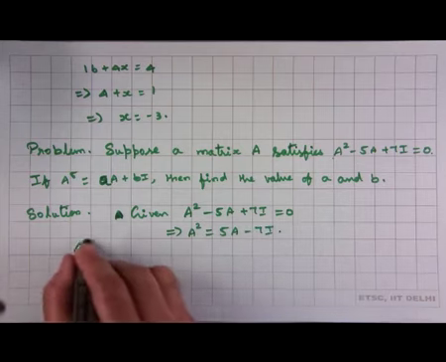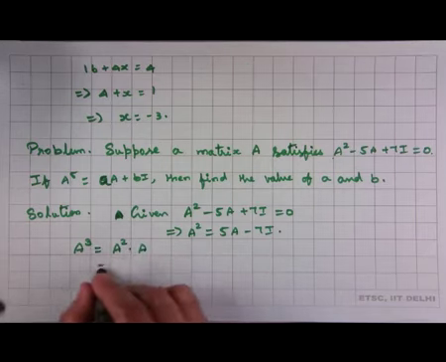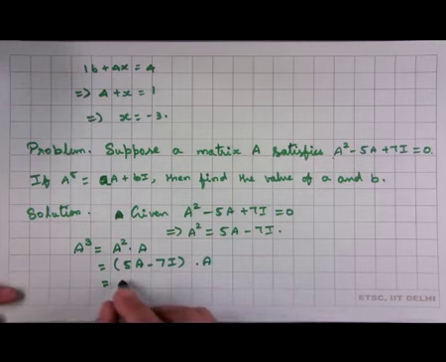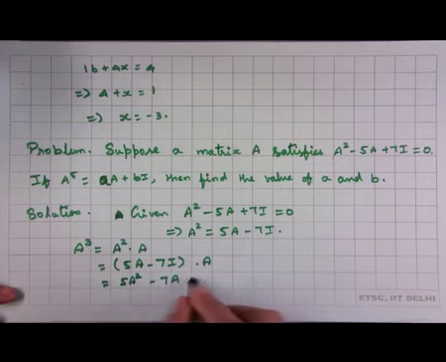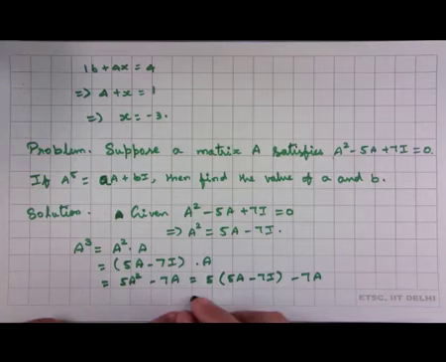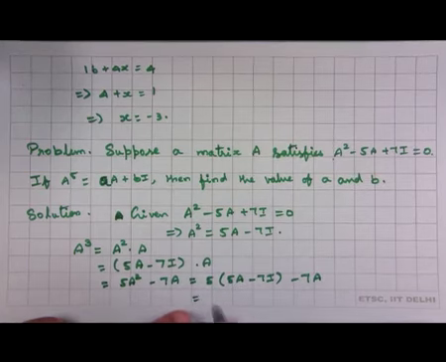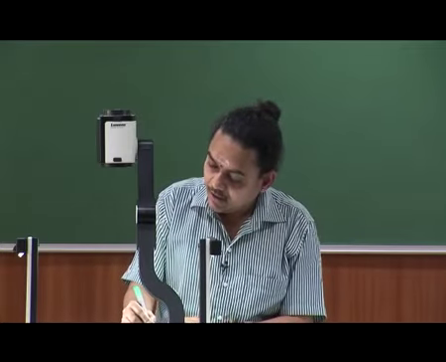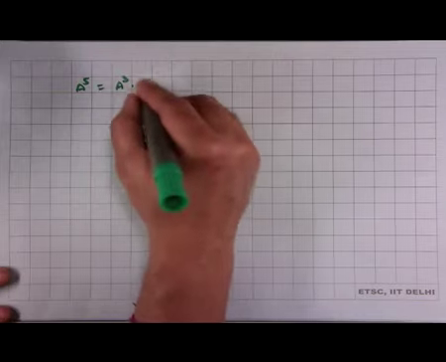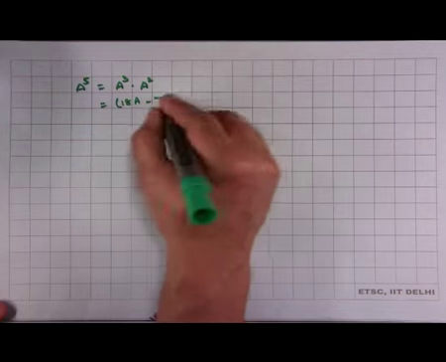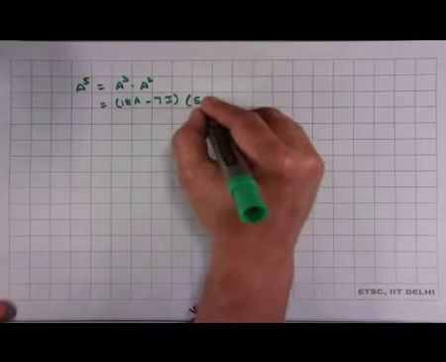Now, let us try to write down A cube, which is A square into A, and we know that A square is 5A minus 7I times A, which is equal to 5A square minus 7A, which is equal to 5 into 5A minus 7I minus 7 times A, which is equal to 25A minus 35I minus 7A, which will give me 18A minus 35I. So, we have expressed A cube in terms of A. Now, let us try to calculate A power 5, which is A cube into A square. A cube, which is 18A minus 35I into A square, which is 5A minus 7I.